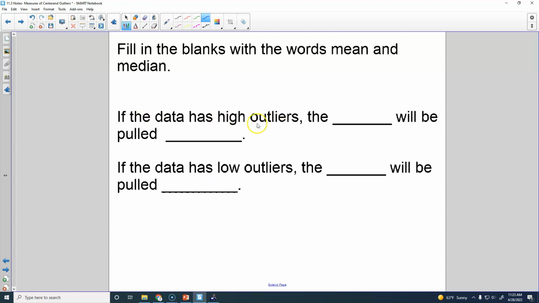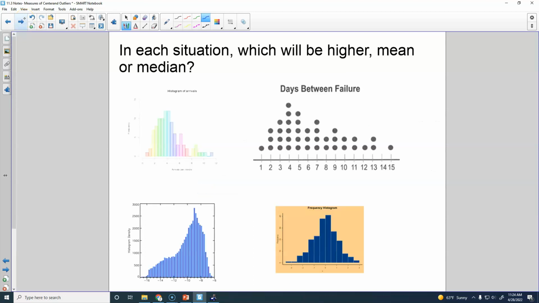Okay. If the data has high outliers, the mean will be pulled up, typically higher than the median, but not always. If the data has low outliers, the mean will be pulled down. The median may change. It may be pulled up or down, but it will usually not change as much in most cases. All right, so let's look at these graphs right here. In each situation, which will be higher, mean or median?